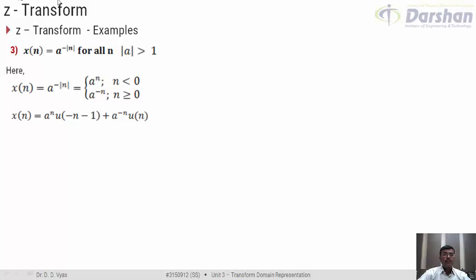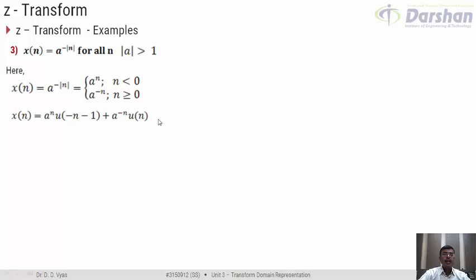Right? Now, further, x of n is equal to a raised to power n for n less than 0, that is from minus infinity to minus 1. So I can write x of n as a raised to power n u of minus n minus 1, because u of minus n minus 1 is equal to 1 from minus infinity to minus 1. And the second term, I can write as a raised to power minus n u of n. Why? Because u of n is equal to 1 for n greater than or equal to 0. So, I can express this x of n as a summation of two signals. One is a pure anti-causal signal, another is a pure causal signal.